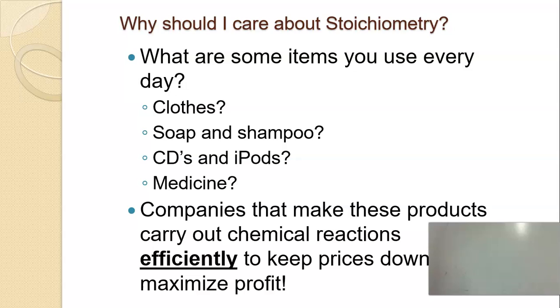Manufacturing will make sure, let's say we're making lipstick, okay? I'm a manufacturer of lipstick. I have to buy a certain amount of dye for a particular lipstick that I'm going to make. Well, it's important for me to know how much lipstick I need to make so I know how much dye to buy, because I don't want to buy too much, then it will just go bad and I've wasted my money. So stoichiometry is involved in that manufacturing type process. Companies that make products carry out chemical reactions efficiently in order to keep prices down and to maximize their profits.